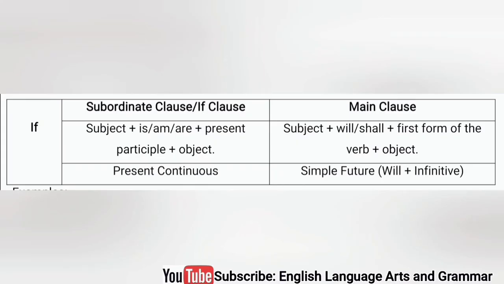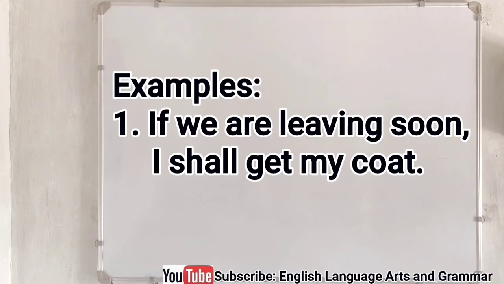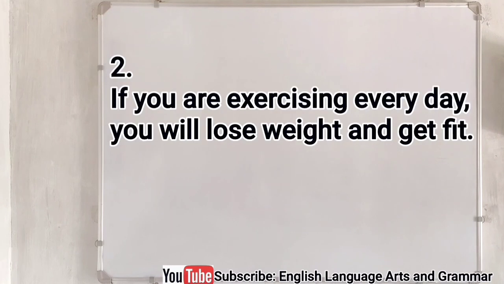Let us learn some examples with the structure present continuous plus simple future. Example 1. If we are leaving soon, I shall get my coat. Example 2. If you are exercising every day, you will lose your weight and get fit.